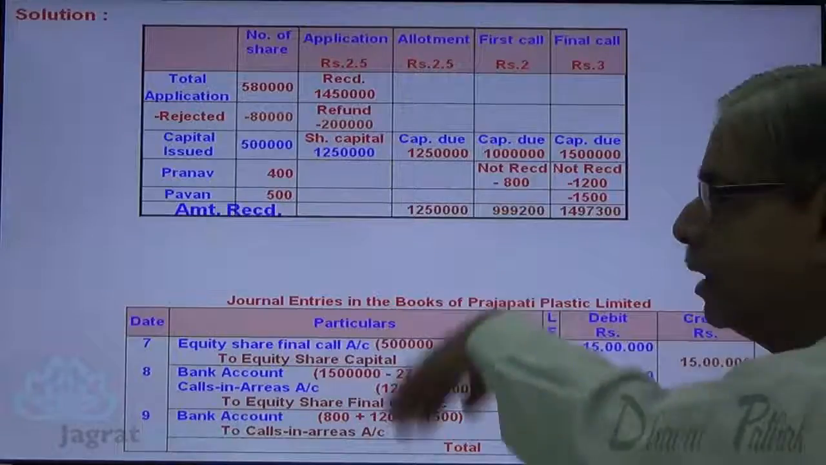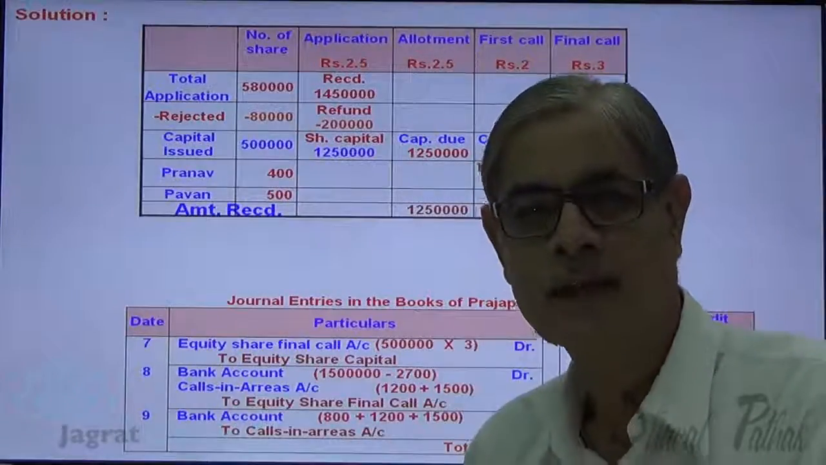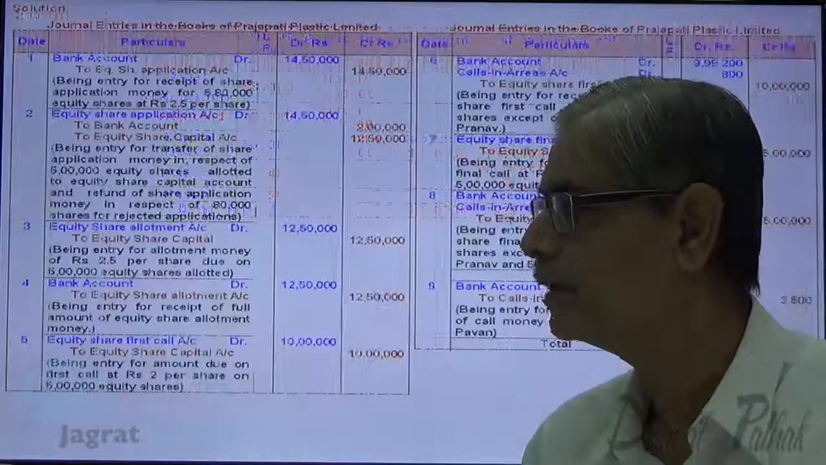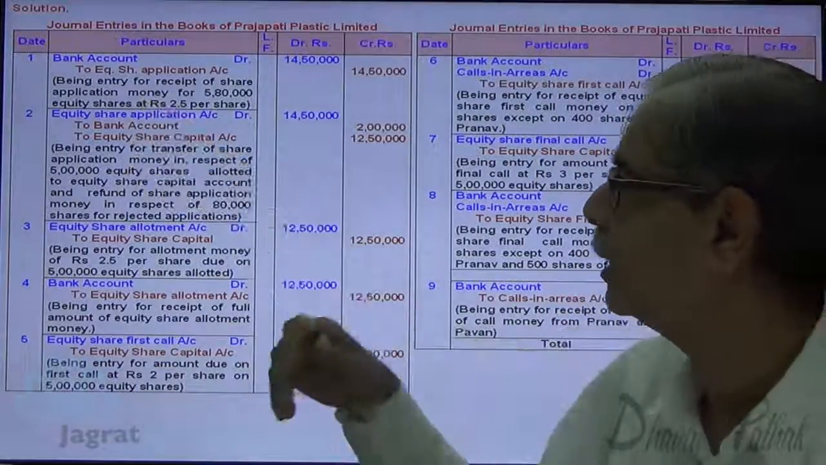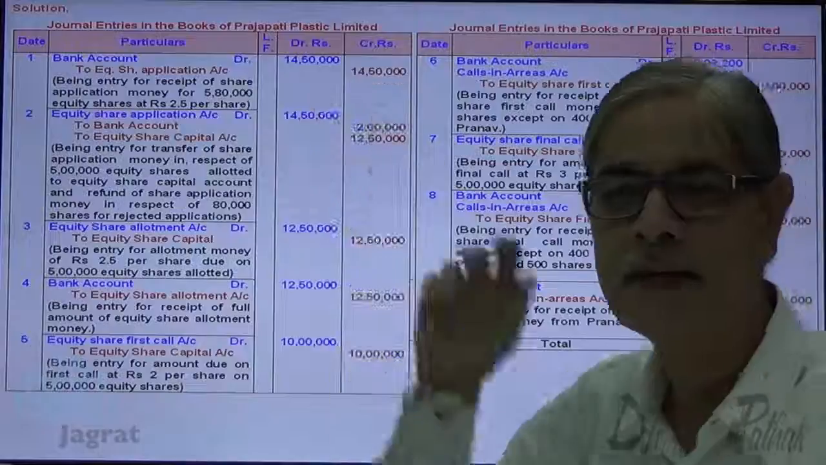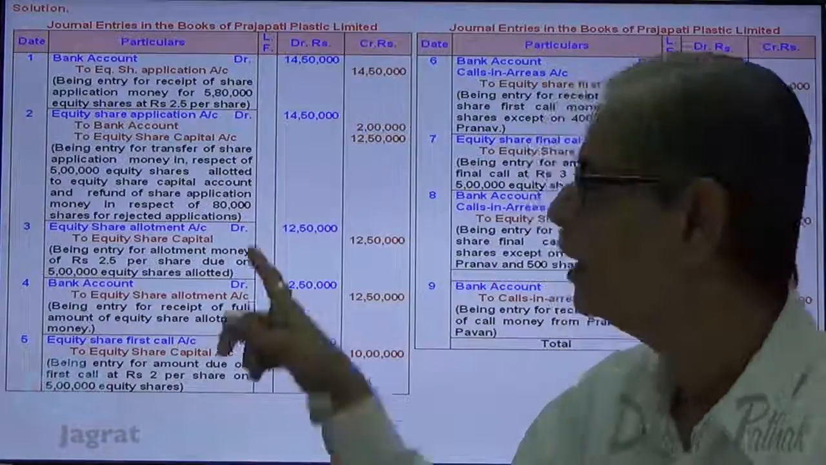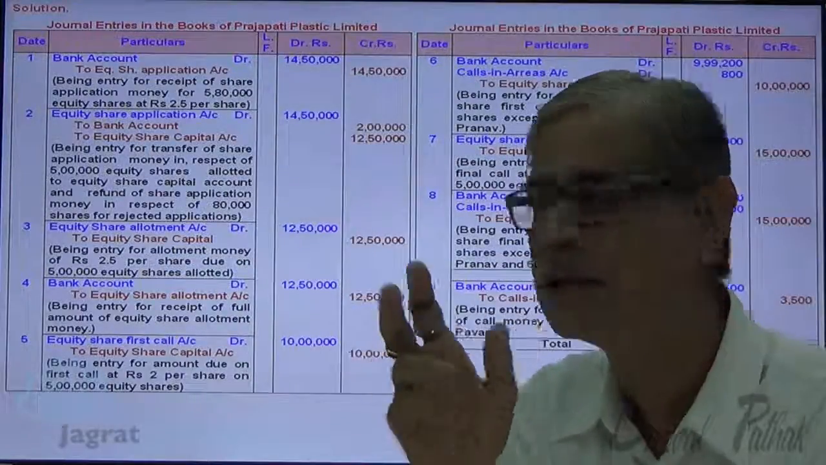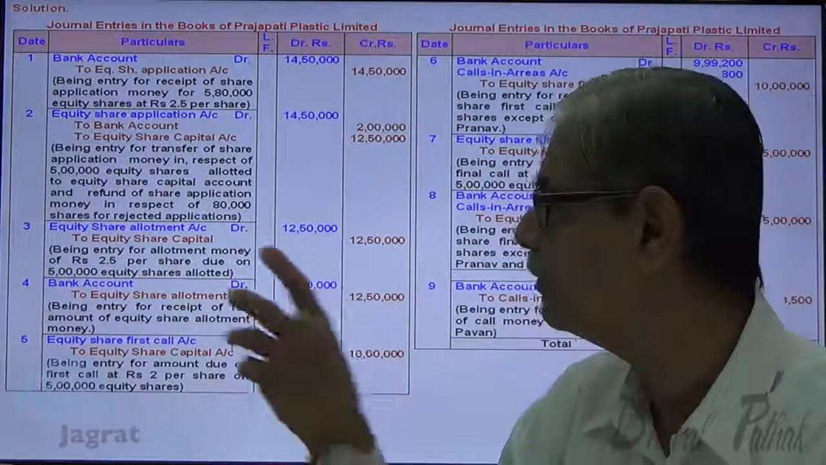Now this is how I have explained the sum to you. Now if you write the sum in examination, you have to write narration also. Observe the sum with narration. Here in the narration of first journal entry, application money received at the rate of rupees 2.5 per share on 5,80,000 shares. Here the bifurcation of application money: 5 lakh on 5 lakh shares amount received is transferred to capital, and on 80,000 rejected shares amount is refunded.